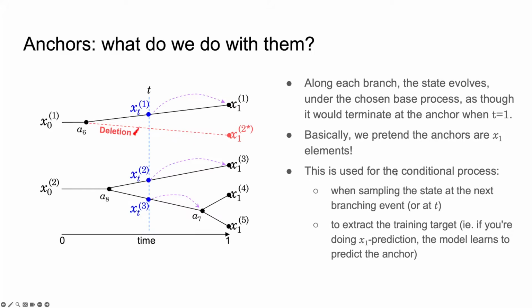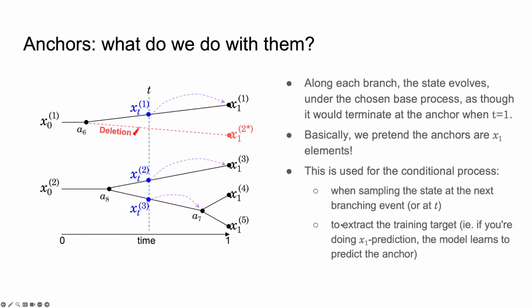This is used in the conditional process when you're sampling the next state. I'll walk through exactly how that works, but you're basically using the anchor along these internal branches until you hit a split, and then your elements duplicate and run down the separate branches, pointing towards their new anchors.